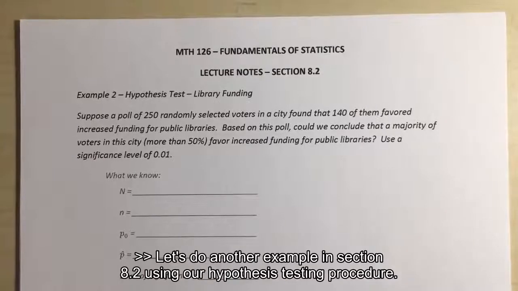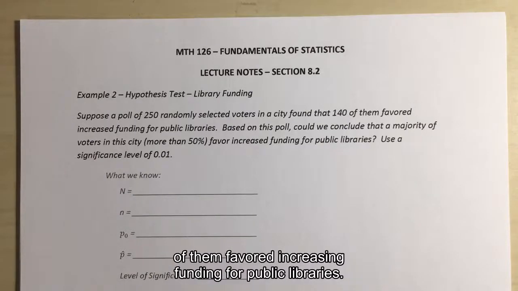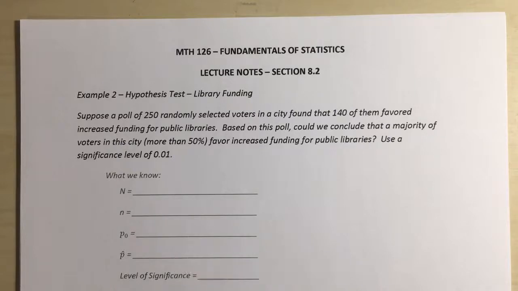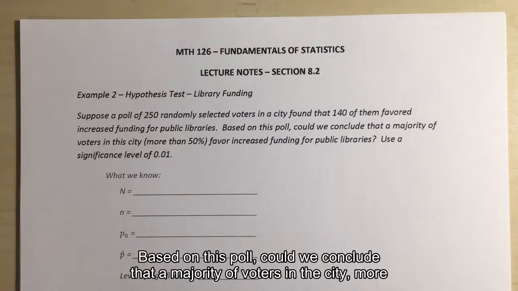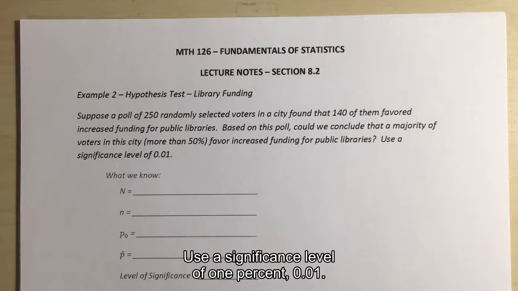Alright, so let's do another example in section 8.2 using our hypothesis testing procedure. Suppose a poll of 250 randomly selected voters in a city found that 140 of them favored increased funding for public libraries. Based on this poll, could we conclude that the majority of voters in the city, more than 50%, favored increased funding for public libraries? Use a significance level of 1%, 0.01.